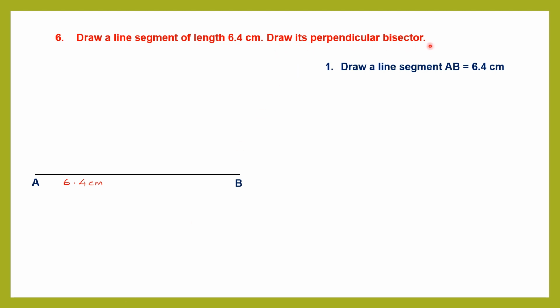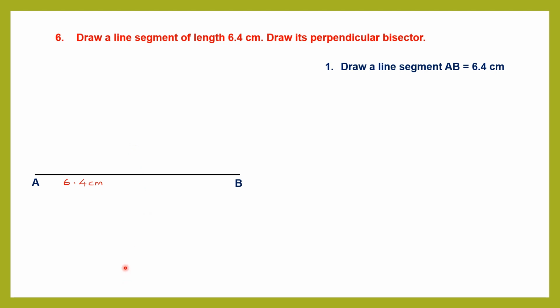Draw its perpendicular bisector. Now, what is a perpendicular bisector? A perpendicular line is a straight line that will cut this line in such a way that it will form an L-shape or 90 degrees. It has to form 90 degrees here. That is a perpendicular line. You can draw it anywhere on this line. But what is a perpendicular bisector? A perpendicular bisector will divide A and B exactly in the middle. Because it's a bisector, it should be two equal halves exactly in the middle. And this straight perpendicular line should come right in the middle.